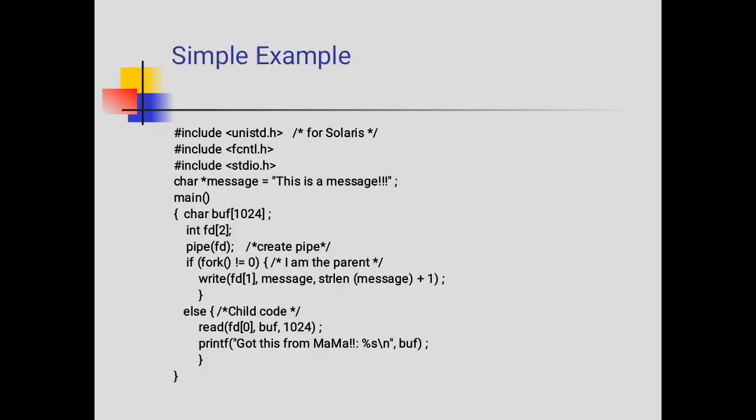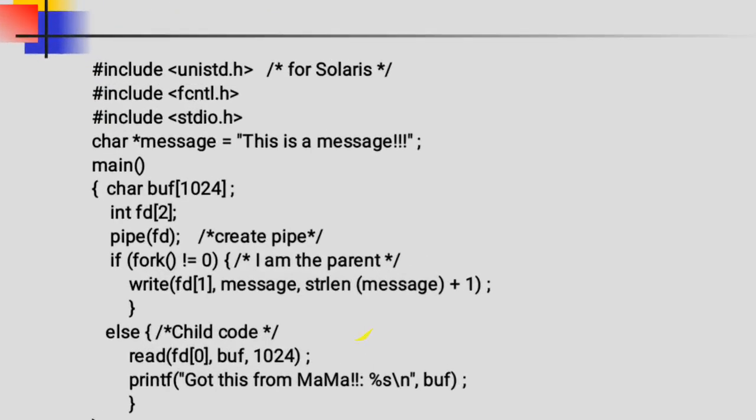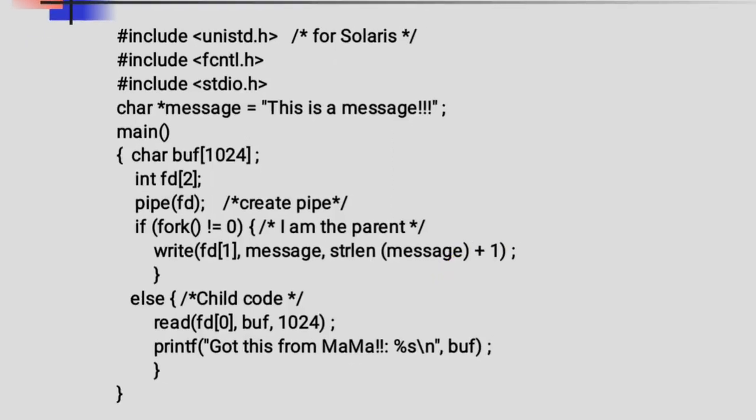Here in this sample program, you can see a parent process is creating a pipe using the pipe system call. The parent process creates a child using the fork system call. The child process reads the pipe using file descriptor FD0 and prints the message. The parent process is writing into the pipe using file descriptor FD1.